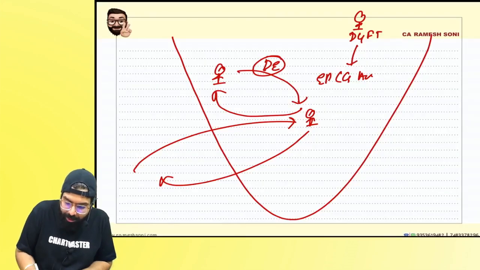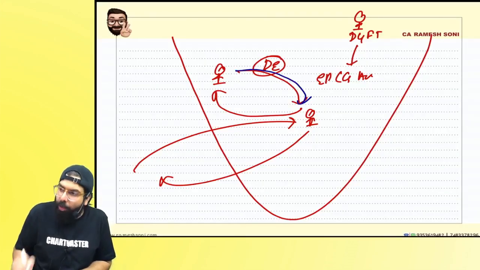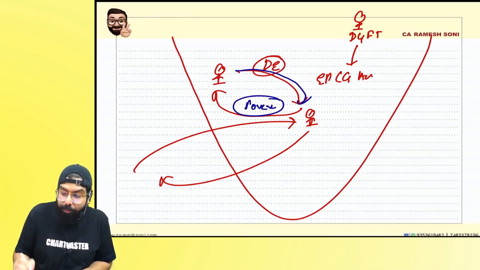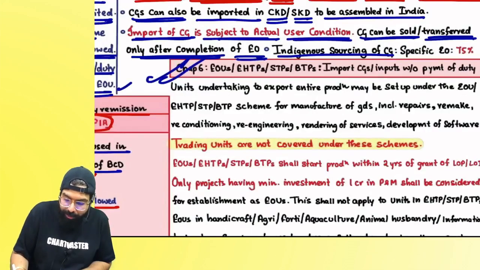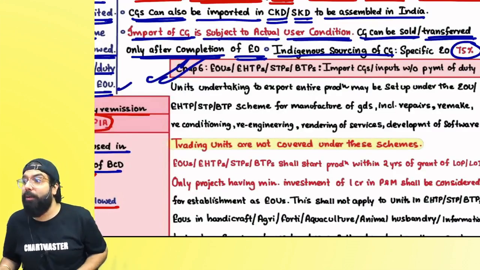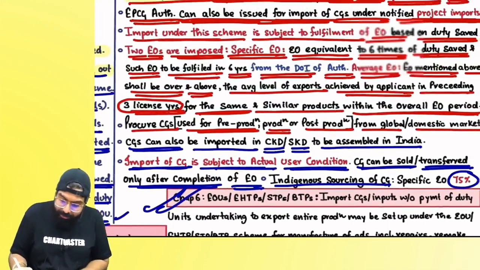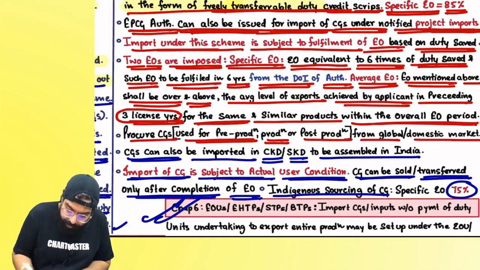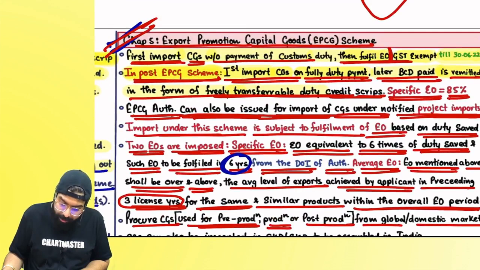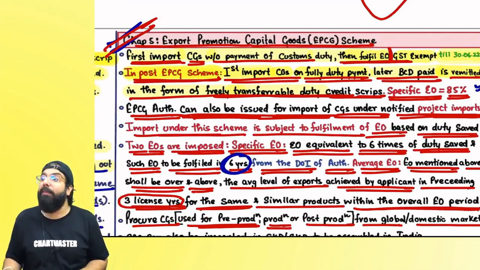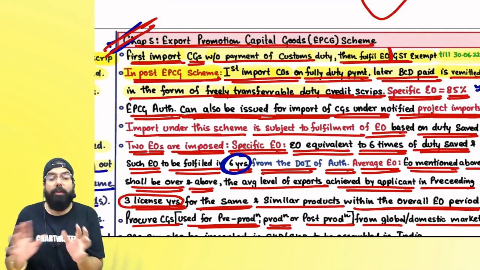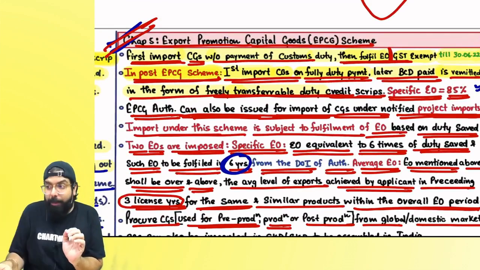Indigenous sourcing. Sir, if I go ahead and take domestically the capital goods, I have not spent forex. Yes or no, everyone? So they are telling your export obligation, I will reduce it only to 75%. Otherwise, it is how much? Six times. Otherwise, it is 6 times, everyone. Yes or no? Can I go ahead, everyone? Sir, what was this 85%? 85% was post-export. Sir, sorry. First, I imported. I paid the duty.